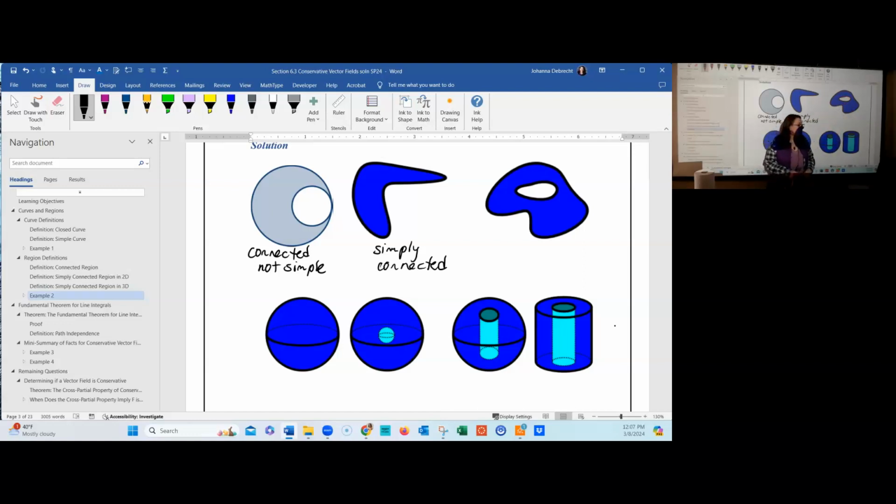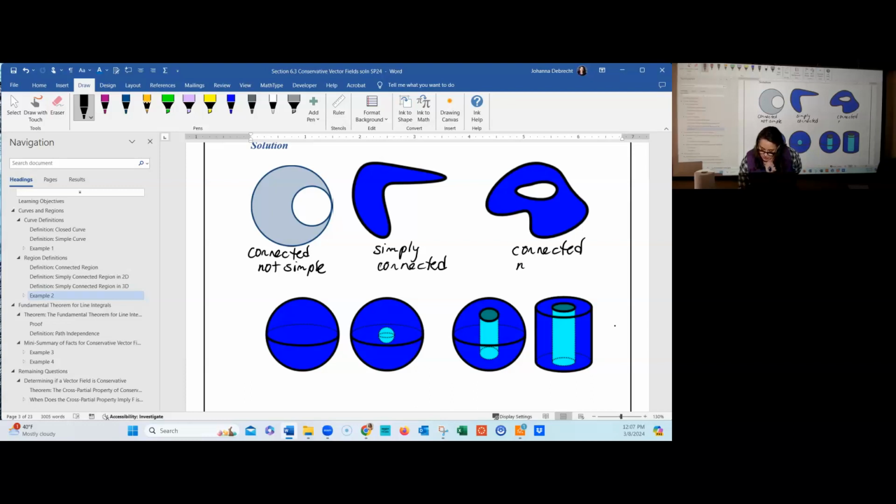So it is connected, but it's not simple, because to be simple, you have to be able to put a loop anywhere in the dark blue and cinch it down to a smaller and smaller loop without ever touching white. And that can't be done. If I put the loop around the hole, which will be entirely in blue, when I tighten it, it leaves the region. So our last one is again connected, but not simple.